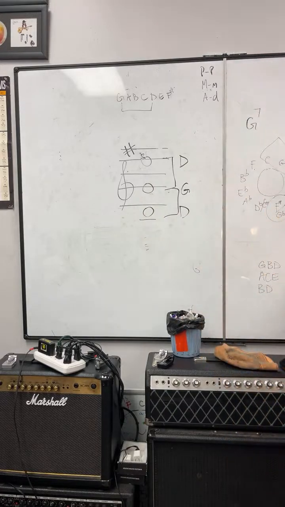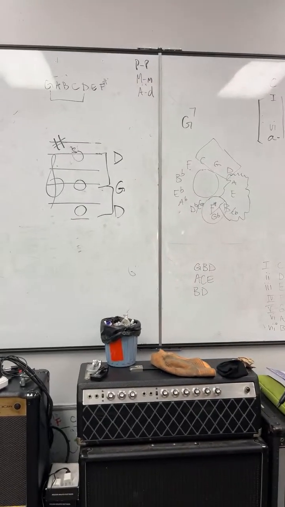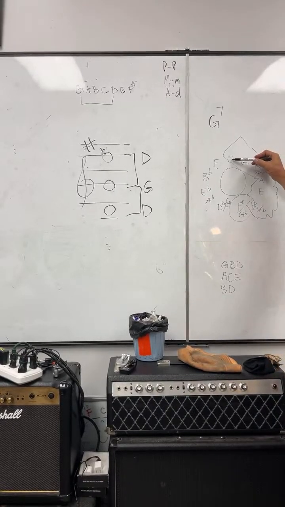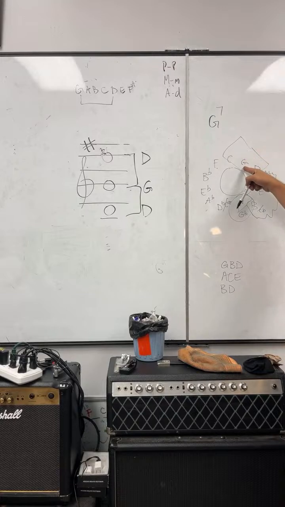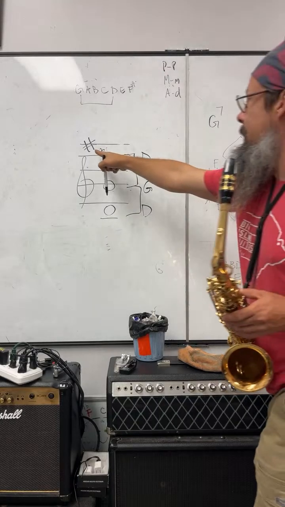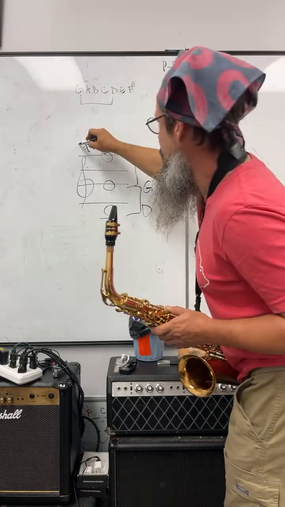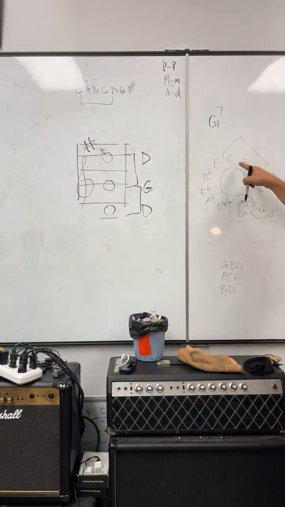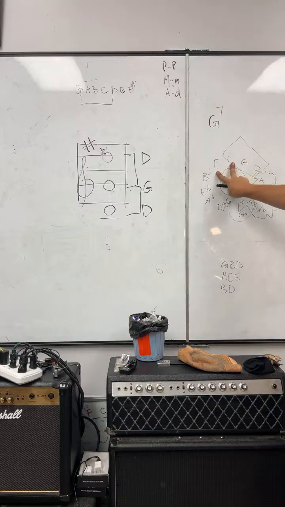So how many sharps and flats are in the key of D? I don't know. How many are in C? None. How many are in G? One. What is that sharp? F sharp. How many sharps in D? Two, F and C. So that goes 2, 3, 4. Okay. How many in B? 1, 2, 3, 4, 5. Yeah. Cool.